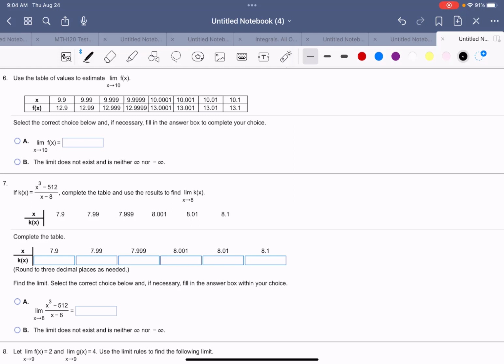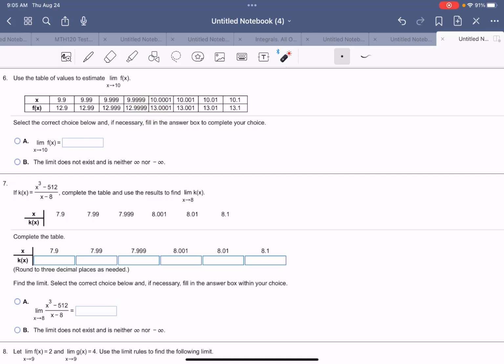Use a table of values to estimate the limit as x goes to 10 of f of x. Now, we've got to go from the left and right again, and you'll notice right here, we're going 9.99999, and here is 10.0001, so look, we're right in here. So we look at these two values to see if they're the same. And essentially, they are the same.